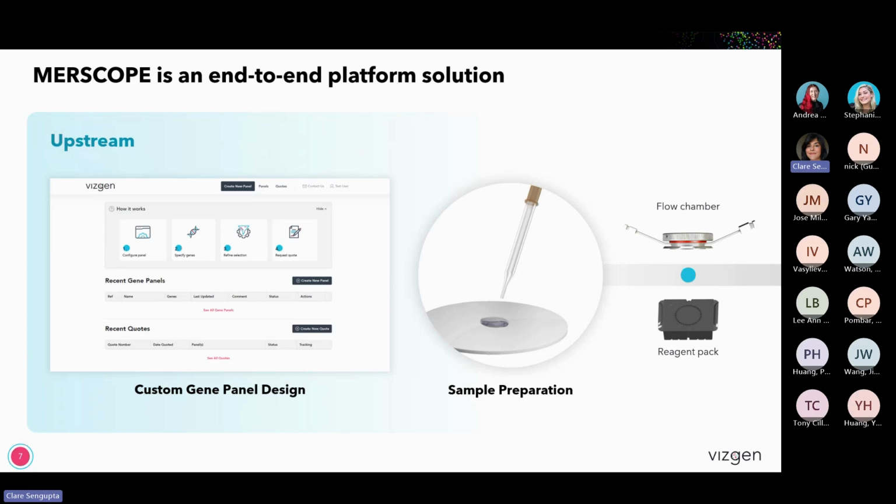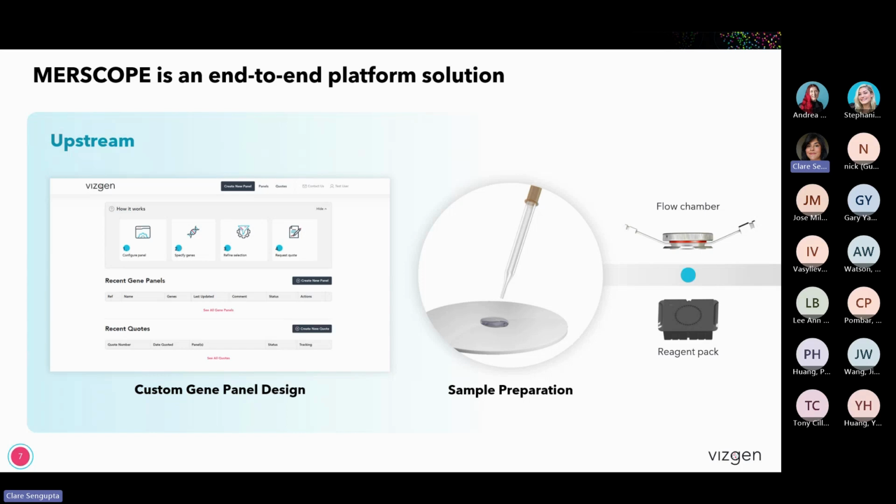We can design a custom panel for any species or subject that you, the end user, are able to provide an annotated transcriptome for. So that is a large point of flexibility that we can support. Once the panel is designed, quality control checked by our internal teams and delivered, we are able to move on to sample preparation, for which we can also provide all of the reagents for our Merfish protocol, including tissue slides and reagent packs.